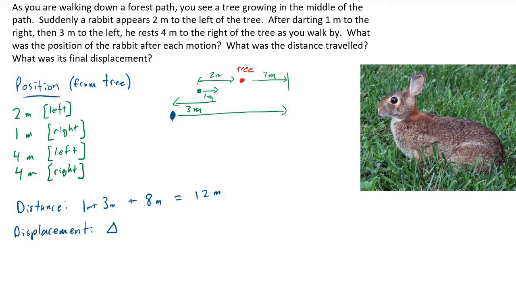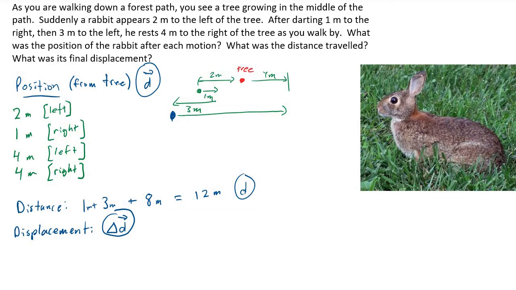So displacement is symbolized with a change in position. Change, a delta, a D, and an arrow. Let's just fill in what the other symbols should be. So position is a D with an arrow. Distance is just a D. And displacement is a change in position. Well, displacement now means how far did the rabbit move? It doesn't care where the tree was anymore.